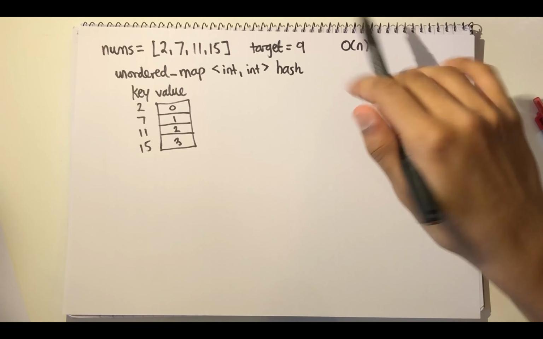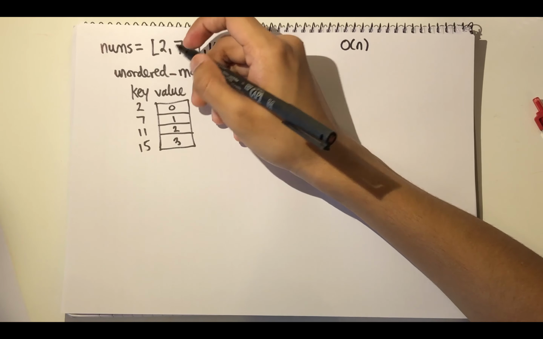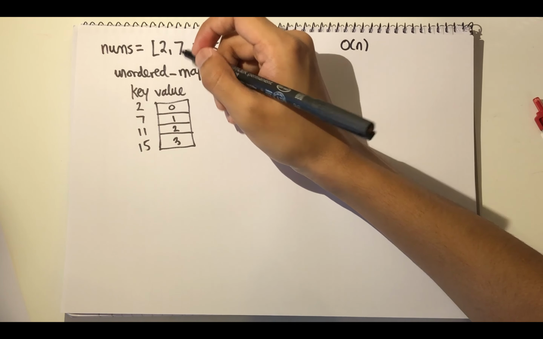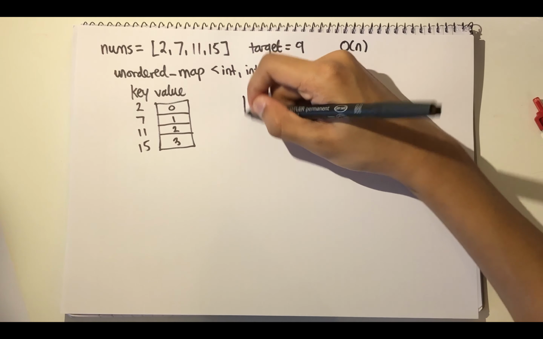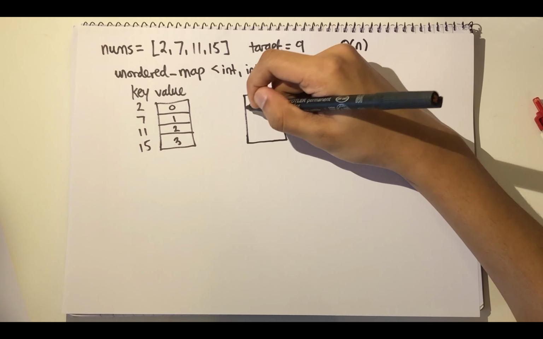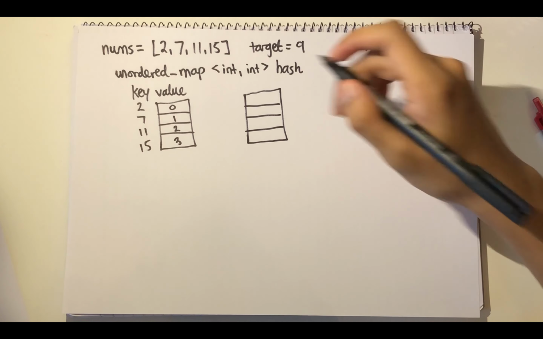So in this case, our answer is going to be 0 and 1 because the 0th index 2 plus the first index 7 adds up to 9. Anyway, initially, there's nothing in our hash map. Absolutely nothing in there.